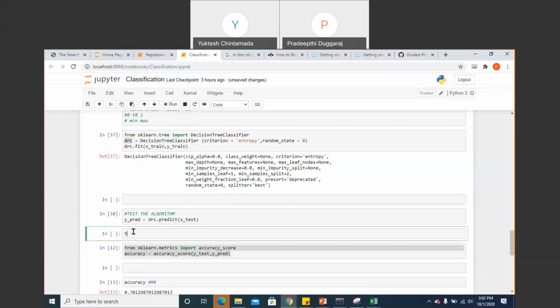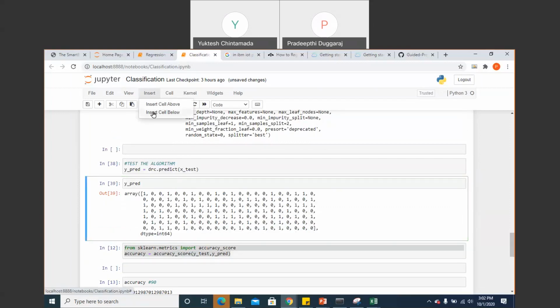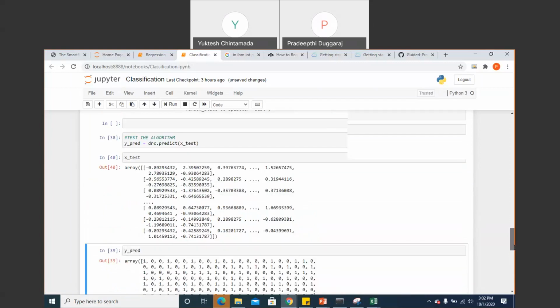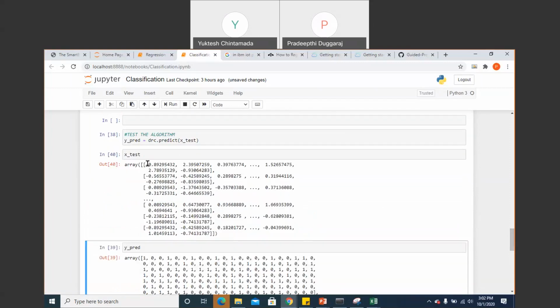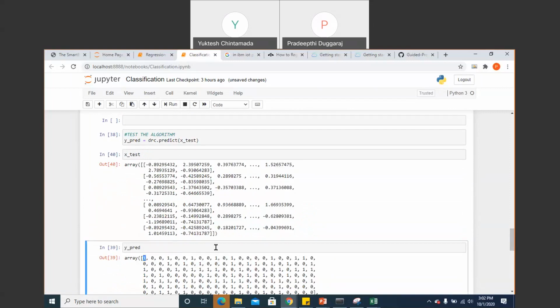Now check y_pred. You can see it for all the rows of X_test. So this is the X_test. For the first row, my model predicted it as 1. That means she will be affected with diabetes.